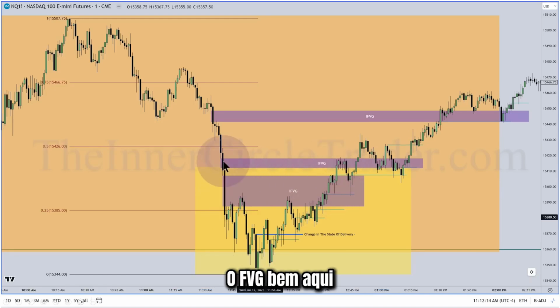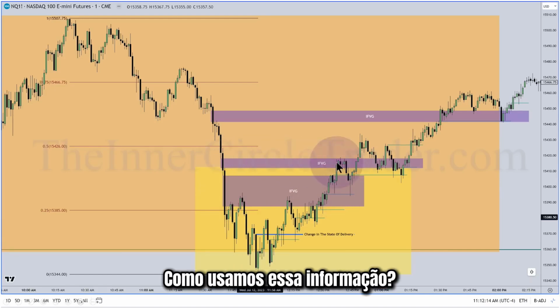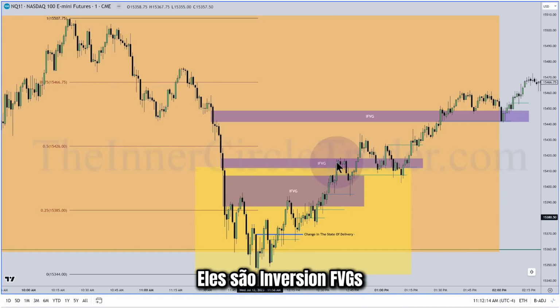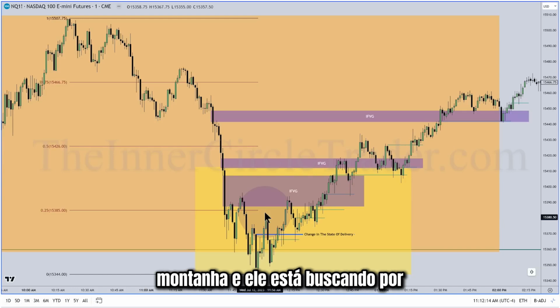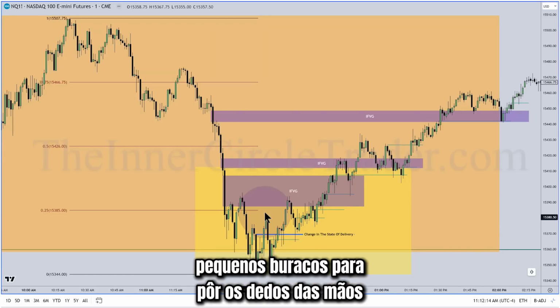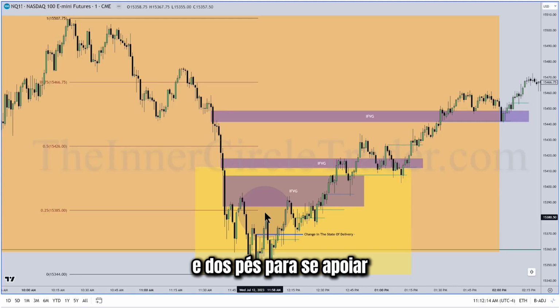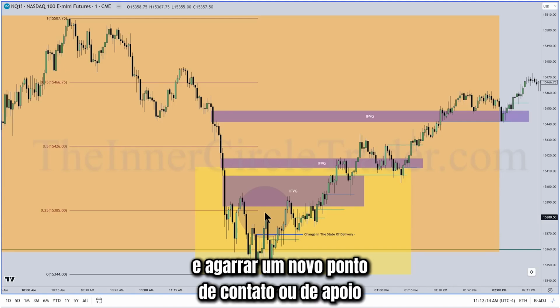Where's it rally to? The fair value gap right here. So how do we use this information? They're inversion fair value gaps. These are like a mountain climber, and the mountain climber is climbing up the surface of the mountain, and he's looking for those little pockets to stick his fingers into and stick his toes on to find footing and grasp a new finger point or holding point.